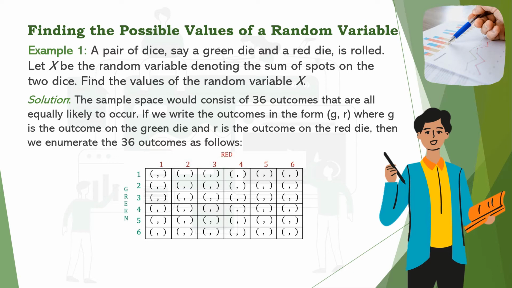Then, we simply fill in each cell of the table where the rows and columns intersect with the possible outcomes by pairing up the numbers in each outcome of the green and red die. Now that we have completed the sample space of rolling two dice, let's figure out what sums we can get to determine the values of the random variable X.